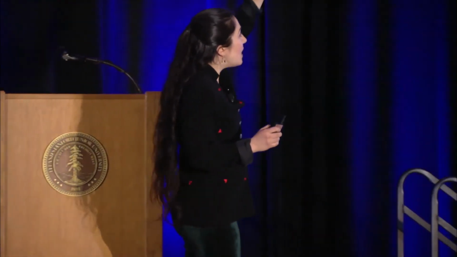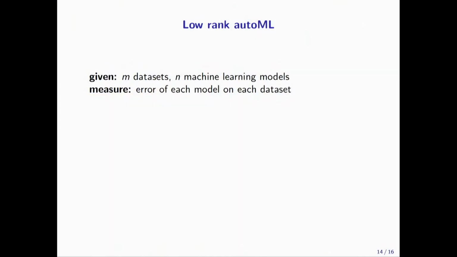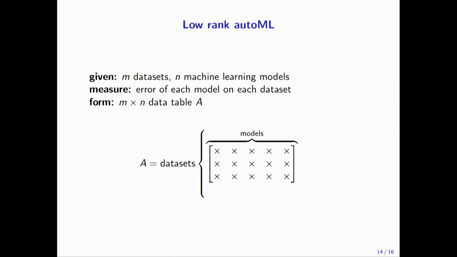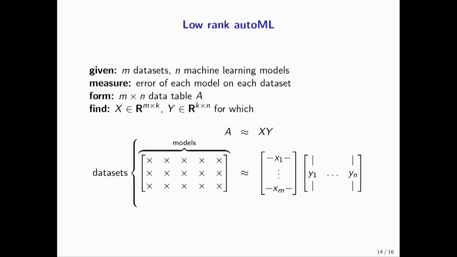Given m different data sets, those are going to be the rows, and n different machine learning models, those are going to be the columns. We're going to measure the error of every model on every data set. This will take some time. We're going to form the m by n data table A. So the rows are data sets, the columns are models. We're going to find an X and a Y so that X times Y is approximately equal to A.